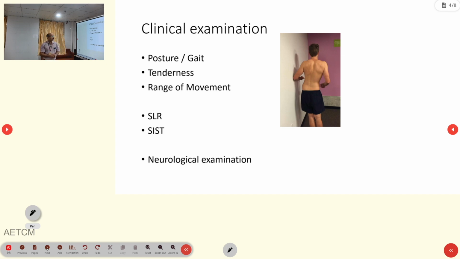You would like to look at the range of movement. Don't look at the range of movement alone. Also look at the way they are bending. Do they have pain on flexion? Do they have pain on extension? All these are important. And you would want to do an SLR, straight leg raising test, which will tell you that the nerve root is under some pressure, there is a nerve root compression. And because sacroiliac joint is very commonly confused with low back pain, so you also would like to check the sacroiliac joint stress test. And without me saying, you know that a neurological examination, a thorough neurological examination is very important in any cases of low back pain.